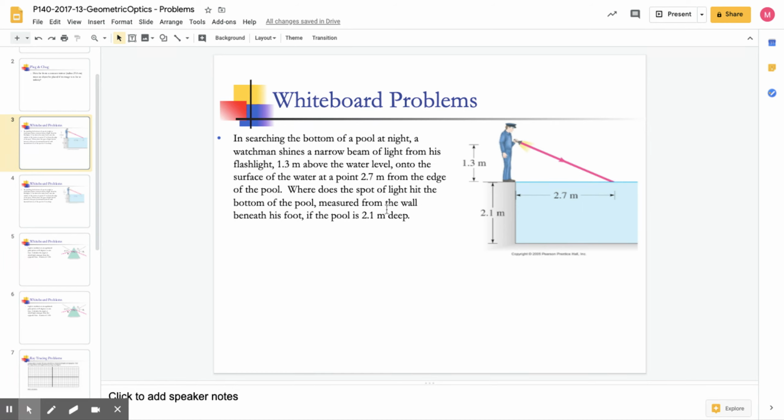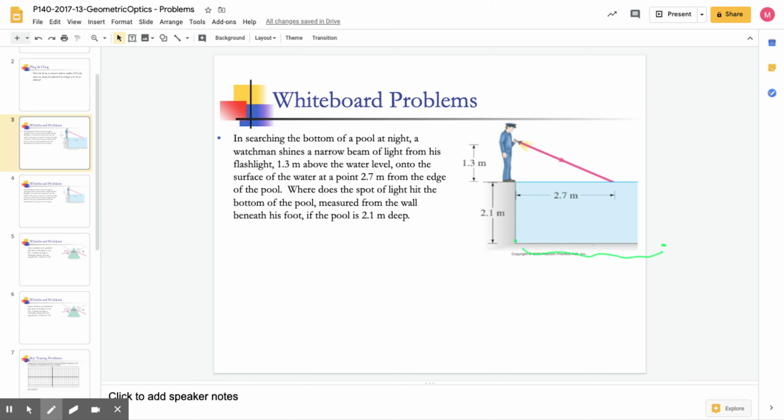It's asking us, where does the spot of light hit the bottom of the pool, measured from the wall beneath the foot, if the pool is 2.1 meters deep? So it's 2.1 meters deep, and we need to find, from the edge here, where it's going to hit over here. So we're going to measure this distance right here.